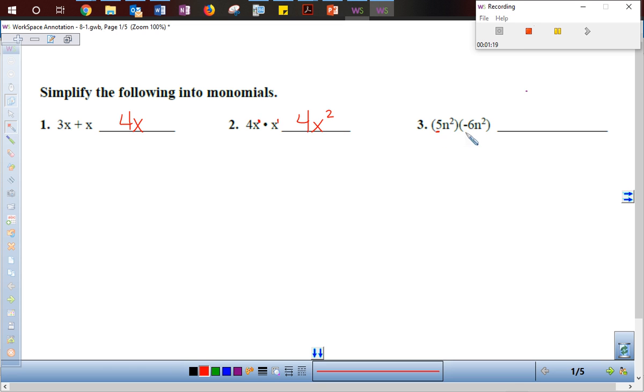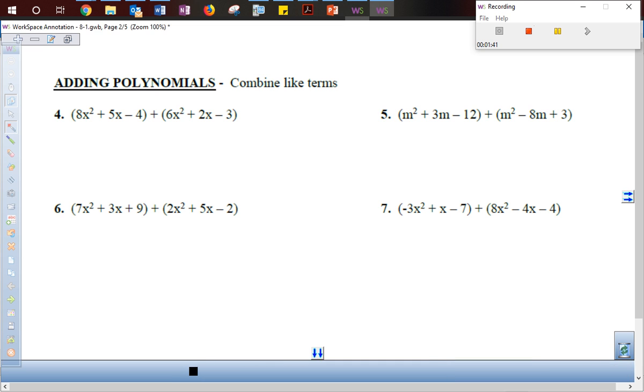So I multiply the coefficients like normal, and 5 times negative 6 gives me negative 30. And I have to add those exponents, and n squared times n squared gives me n to the fourth. So when you add terms together, they have to be like terms. When you multiply them, that's when you add the exponents. On number 4, they want me to add polynomials by combining like terms.